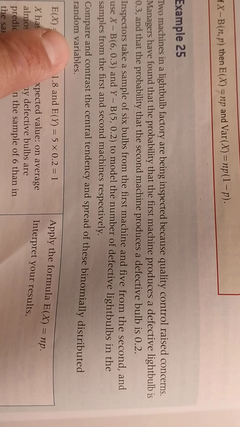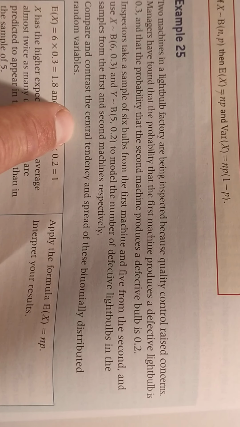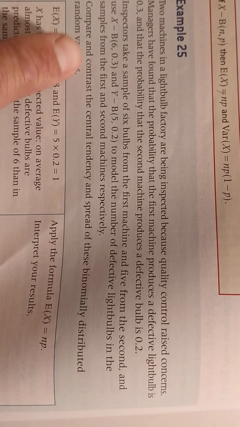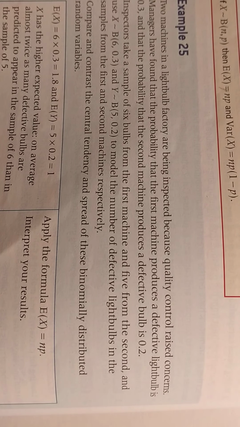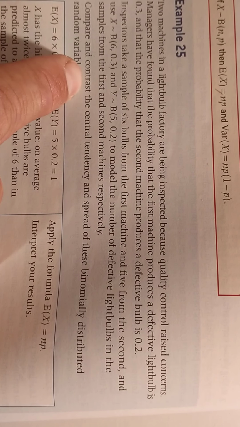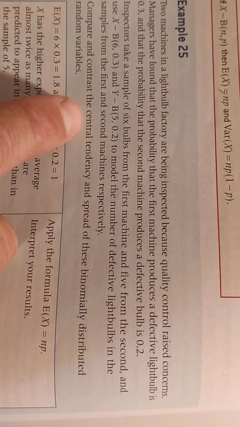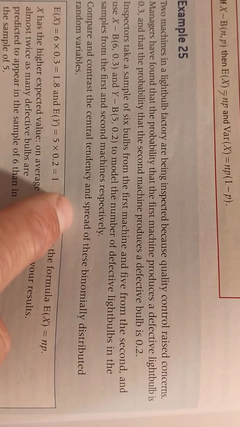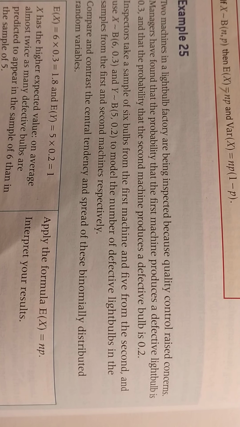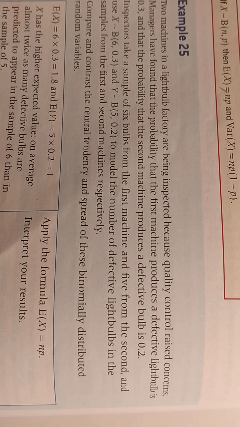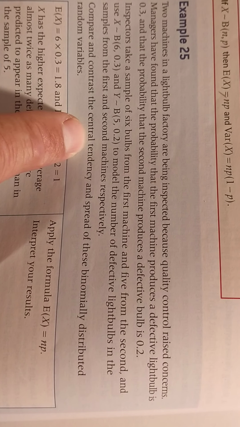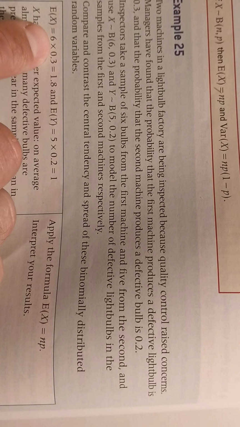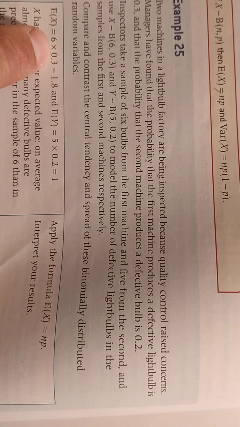It says here, compare and contrast the central tendency and spread of these binomially distributed random variables. Compare and contrast means look for the similarities and then look for the differences. Central tendency is like the mean or median, and then the spread. So first of all, we calculate the central tendency, which is the mean, and we just use the formula we found up here, n times p.